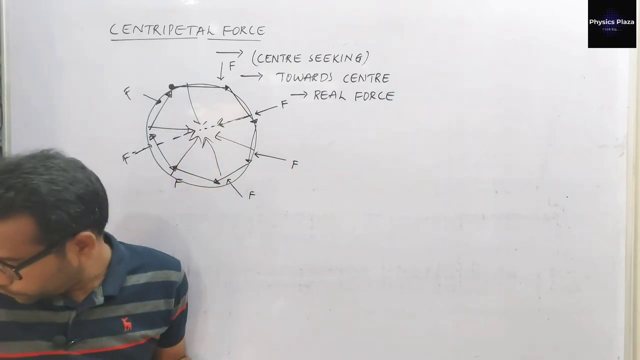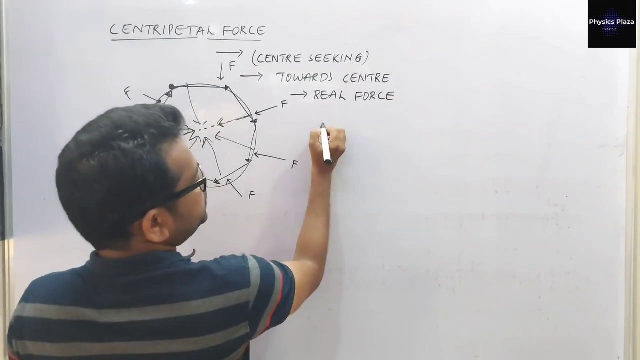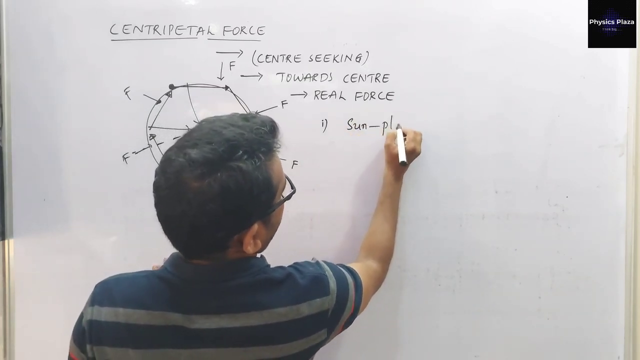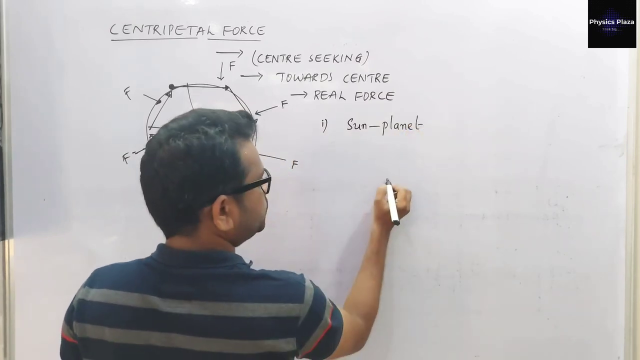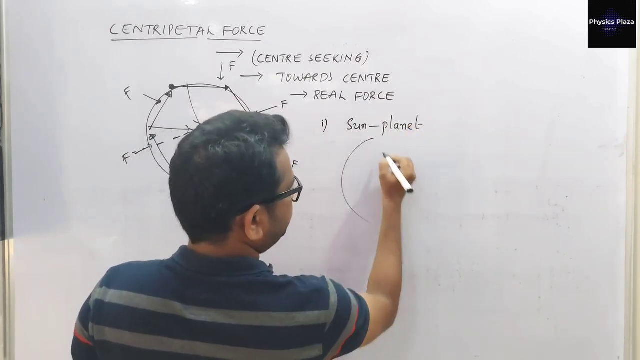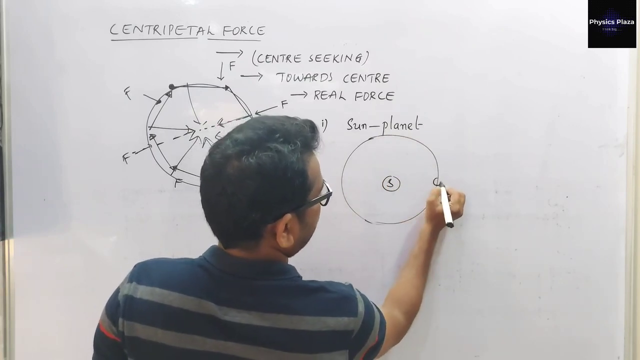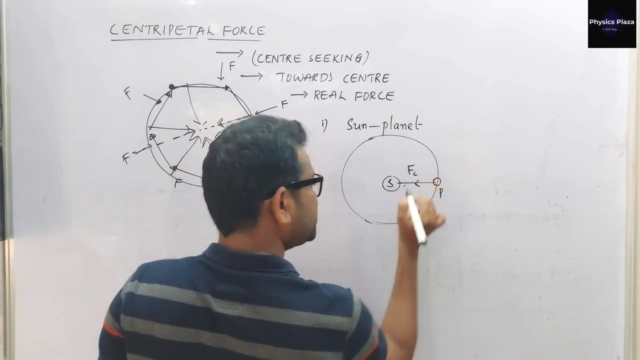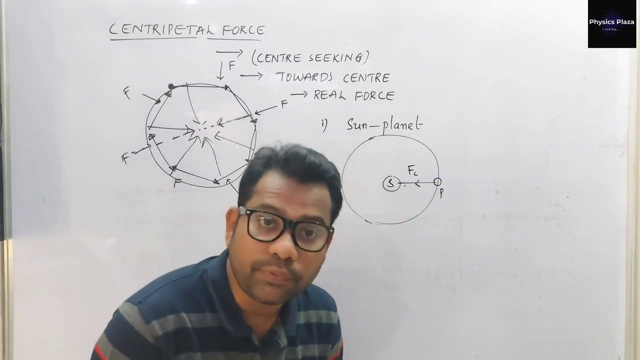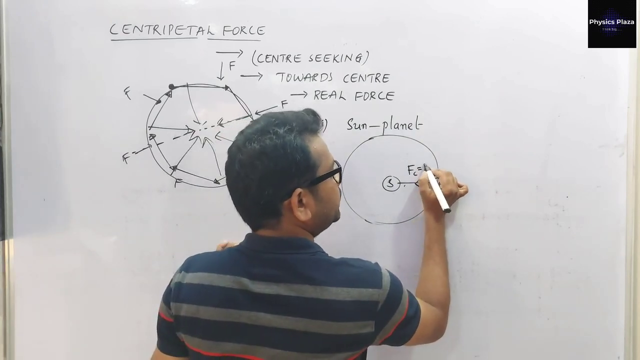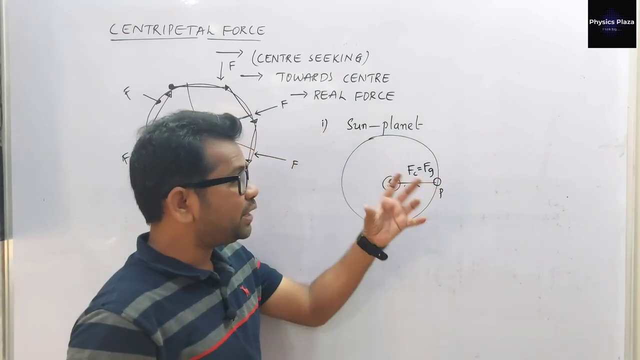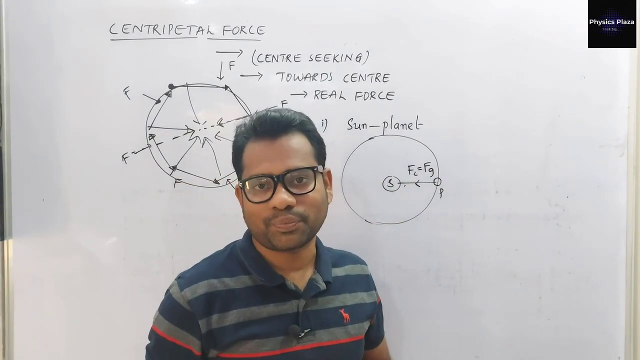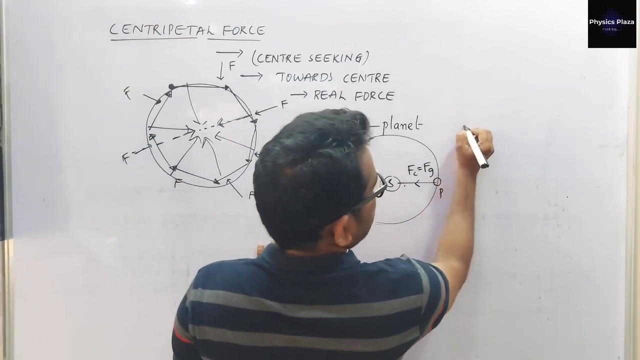Now let us see a few examples where we can see centripetal force. So the first point, let us take the sun planet system. Here is the sun and here is a planet, let us say. So here this is the centripetal force. But children, what is the force providing the centripetal force here? Here the force of gravity between the planet and the sun will provide the required centripetal force. Let us take a second example.